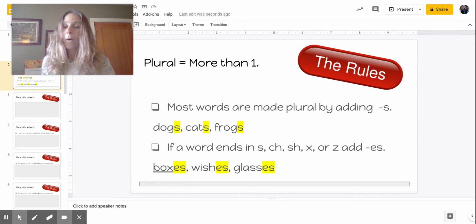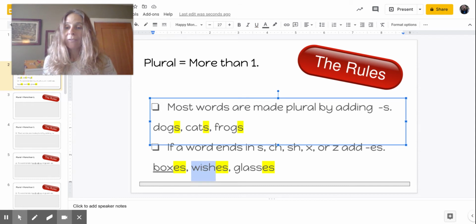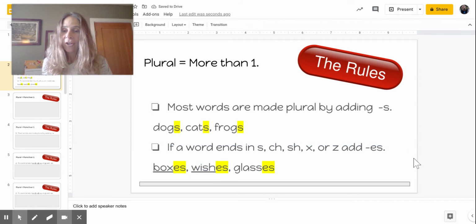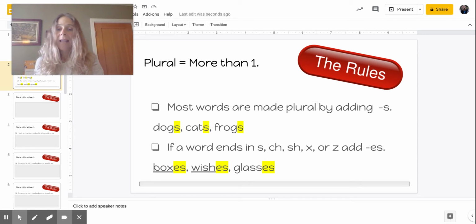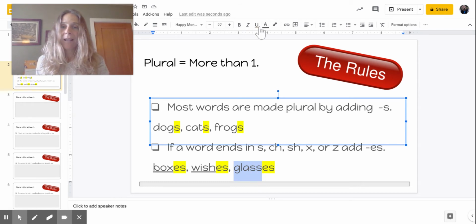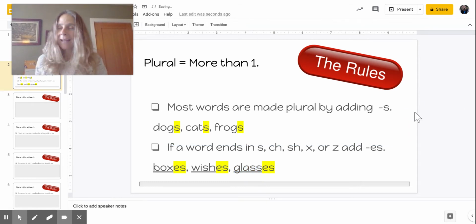Let's take a look at wishes. My base word is wish. That ends with an SH, so I need to add ES. And then let's take a look at glasses. My base word ends with an S, so I'm going to add an ES. So there's my rule. Most words we make plural by adding S, but some words we add ES if they end in S, CH, SH, X, or Z. We're going to practice this.